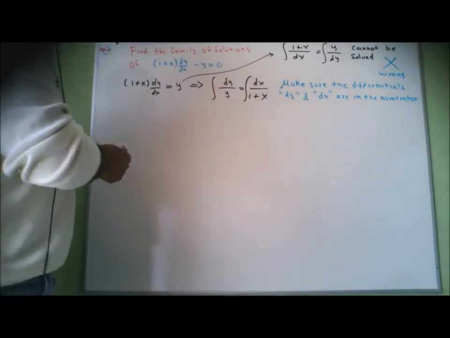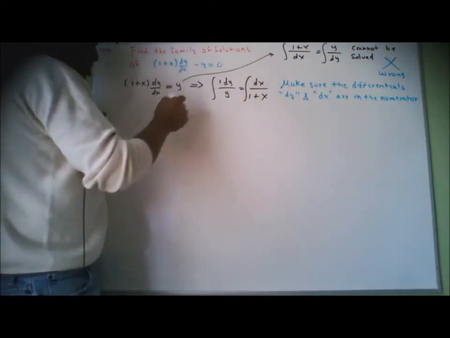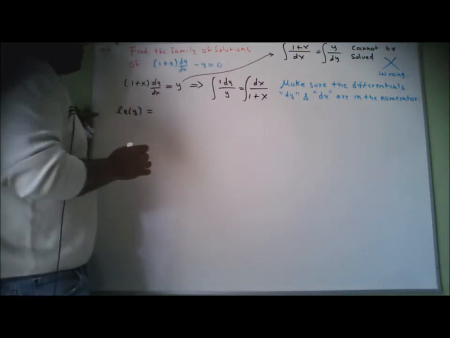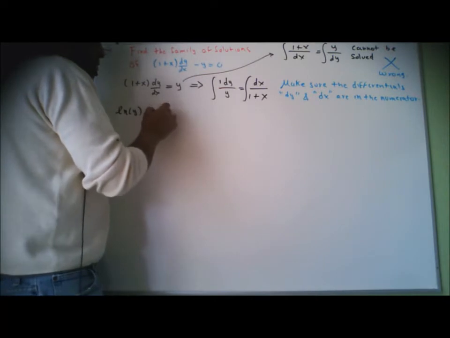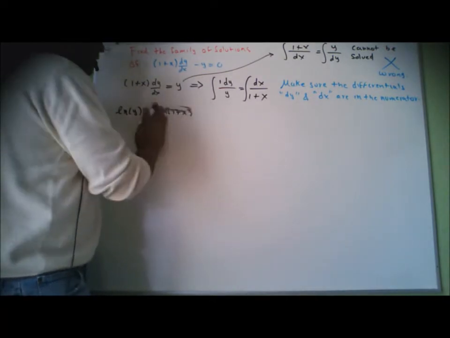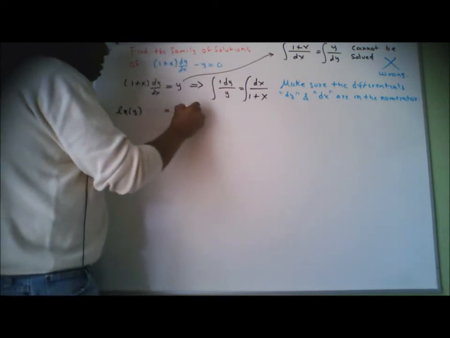Okay, so let's solve them. The integral of 1 over y, differential of y, is simple: the natural logarithm of y, equal to the integral of this, which is also the natural logarithm of 1 plus x. Alright? Okay, just a little comment here. Equal to the natural logarithm of 1 plus x.